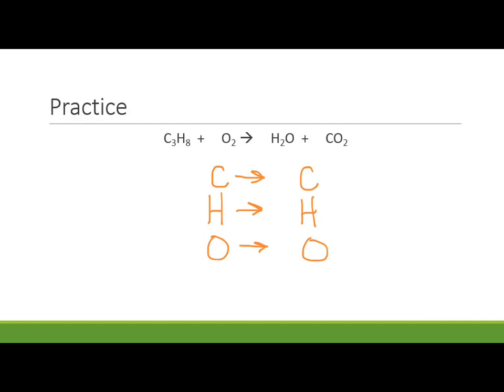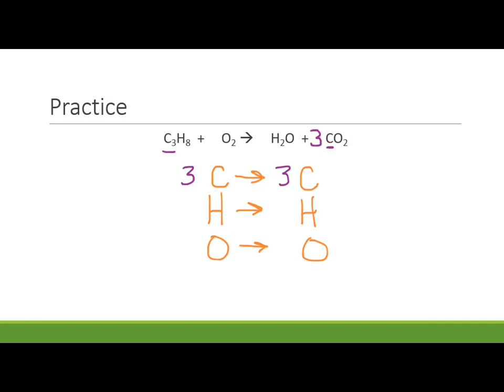So notice that I have a grand total of 3 carbons on the right-hand side, and over here I only have 1. So what do I do? Do I change the subscript? No, because baby penguins would die. So instead I'm going to change the coefficient. I'm going to put a 3 there. That gives me 3 carbons.